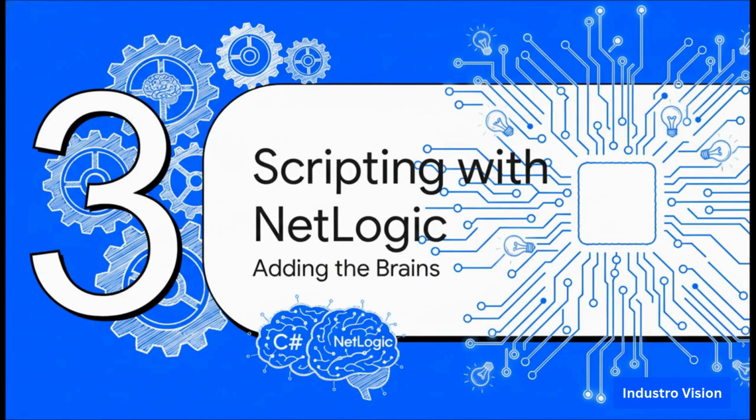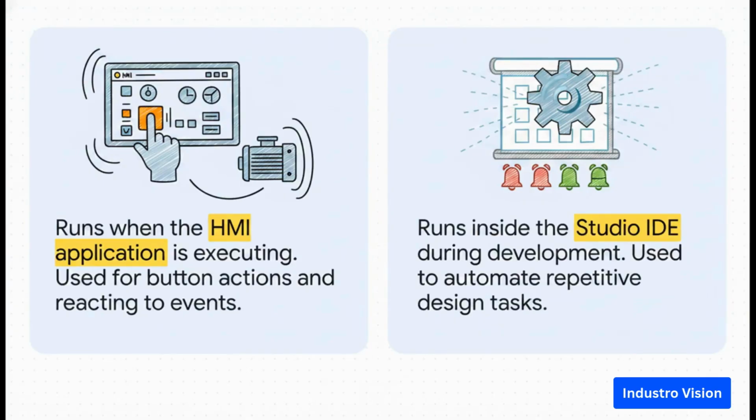Perfect. So we've built the body, it looks great, it's reusable, but it's kind of dumb. It doesn't really do anything on its own. Now it's time for the really cool part. We're going to give it a brain using C# and something called NetLogic. Now, real quick, you should know that Optix has 2 flavors of this NetLogic stuff. There's design time NetLogic, which is amazing for automating your development work, like, say, importing 1,000 tags from a CSV file. But for what we're doing today, making our component interactive for an operator, we're going to focus completely on runtime NetLogic. This is the code that's actually running when the HMI is live on the floor.